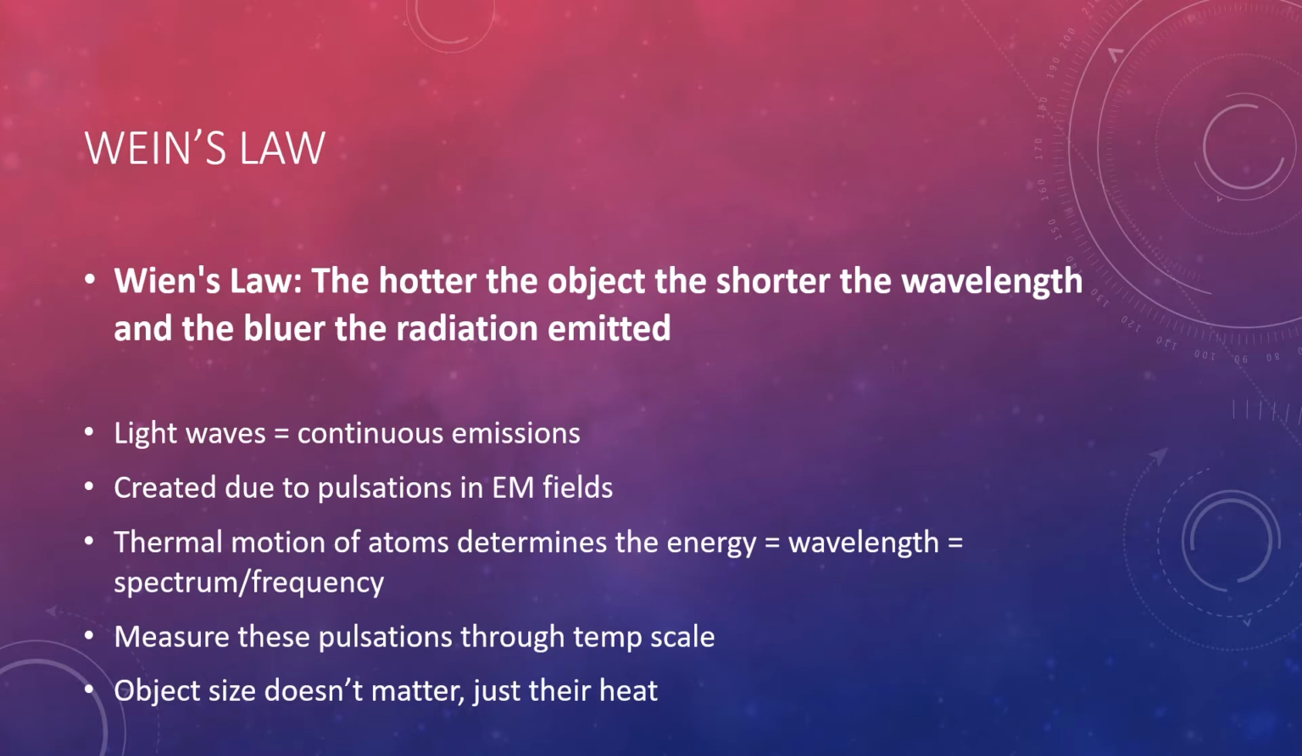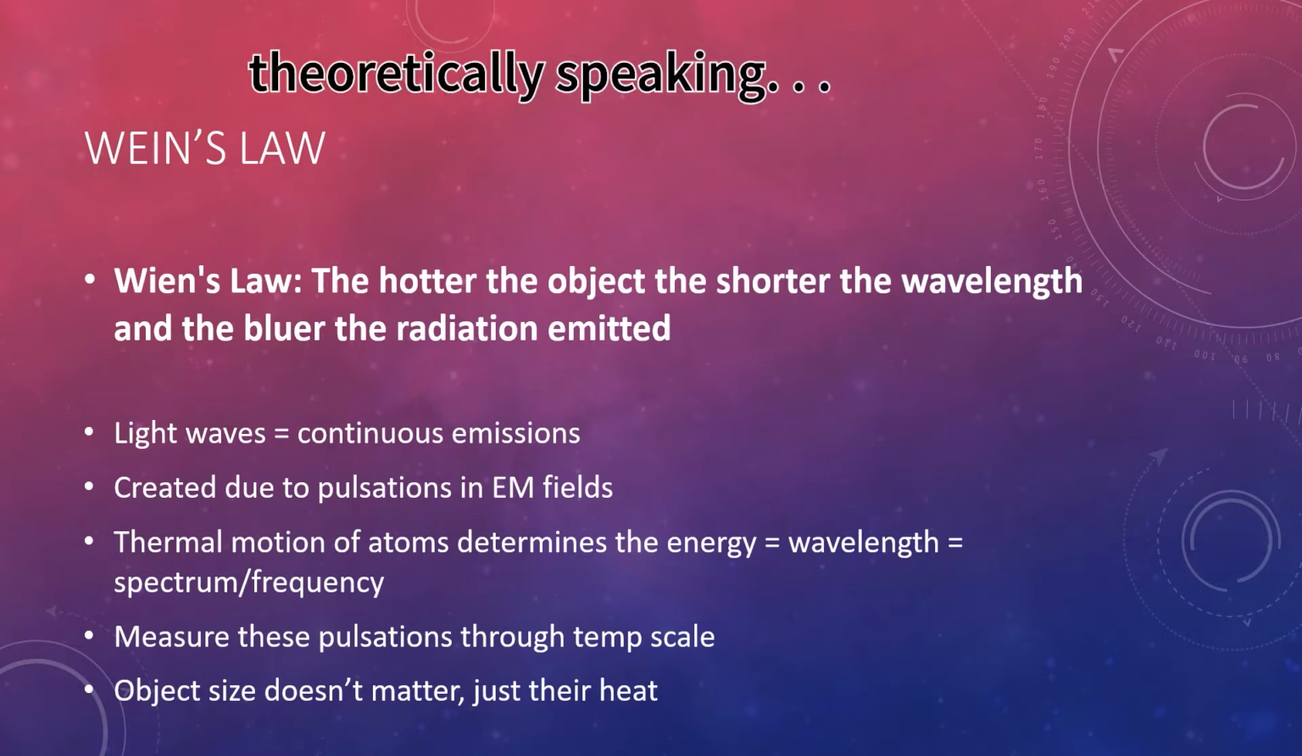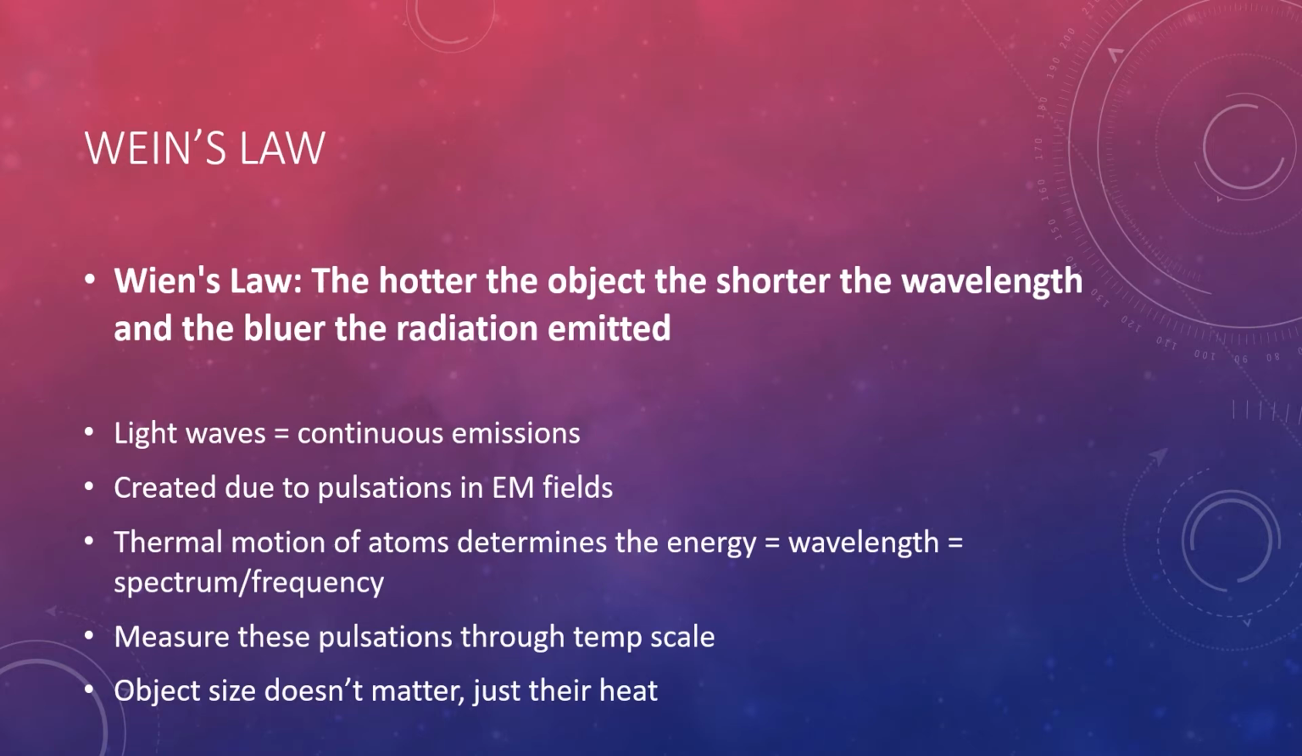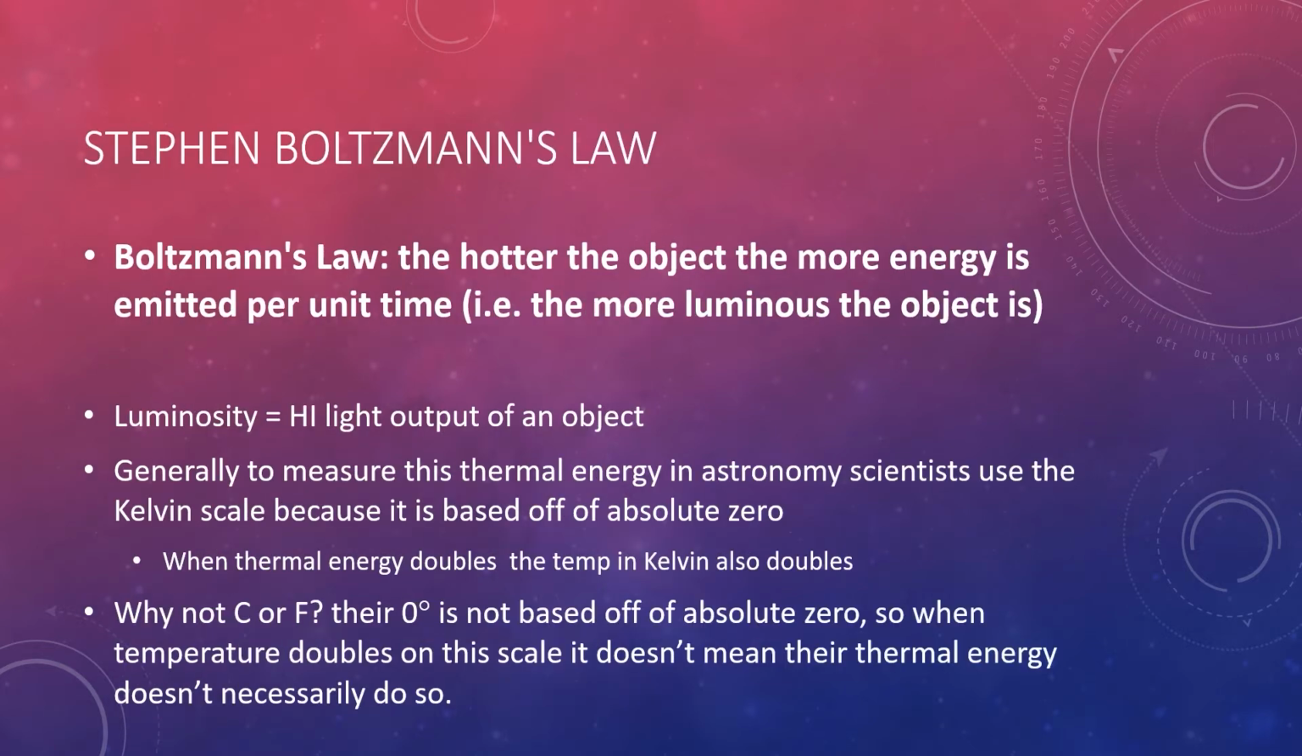And so hotter means we measure these pulsations through a temperature scale. A hot object will emit light. You've all probably seen the range oven where you have the spiral in the middle, and when you turn it on, when it's really, really, really hot, it turns orange. Heat leads to light. The size of the object does not actually matter, just their heat. So a smaller star, like physically smaller star, could produce more light than a bigger star just because of how much heat it's releasing. So this leads to Stefan-Boltzmann's law, which is this right here.